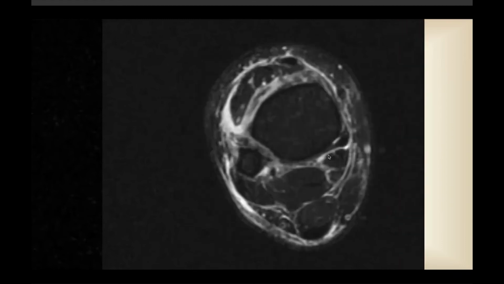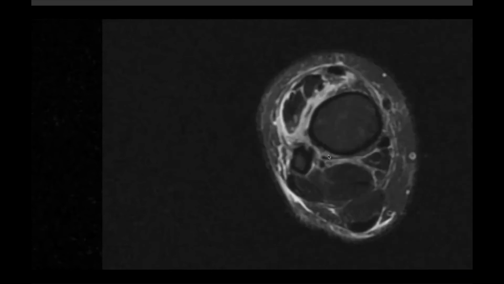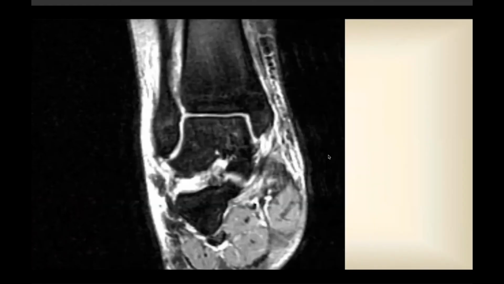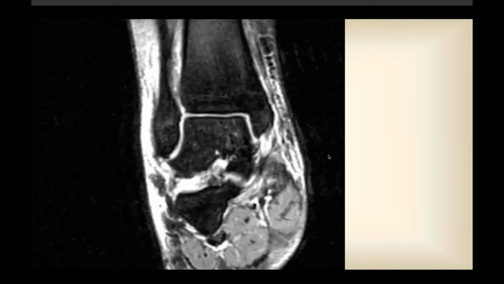So Jim Calder had that nice article. If the ATFL is intact, that's a good prognostic sign that you don't have a syndesmotic injury. If you look at your MRI and the deltoid is out, you're 10 times more likely to be unstable. I think that was his article in the soccer players to determine whether it's a 2A or 2B. 2B meaning unstable.